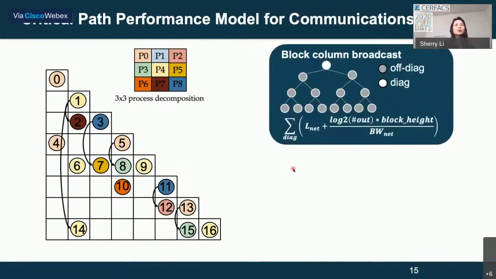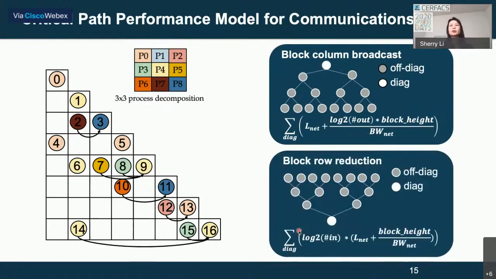And here we have two types of communication. One is sparse broadcast. One is sparse reduction. So the broadcast tree is latency: you only have one latency for each node, and then log 2 of how many processes you want to fan out, times the block size divided by the bandwidth. So that's summing up all together along the diagonal.